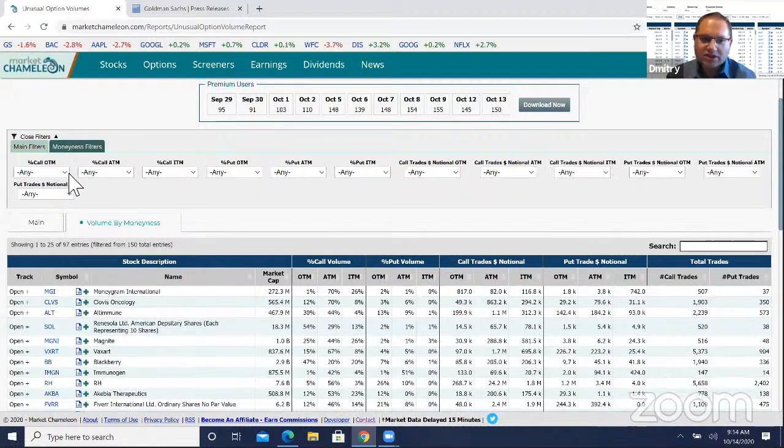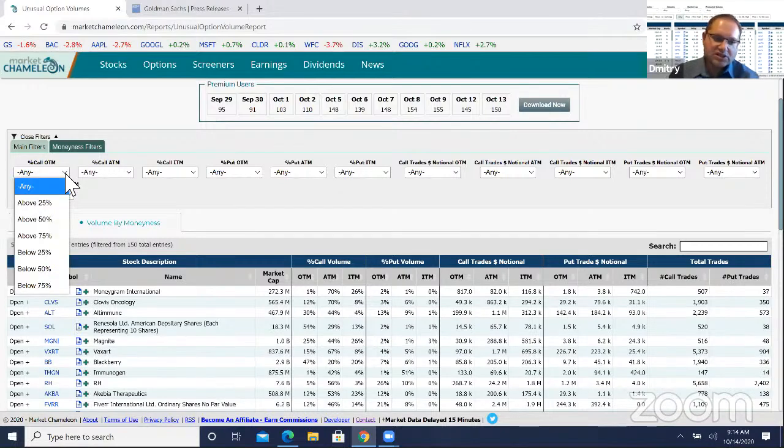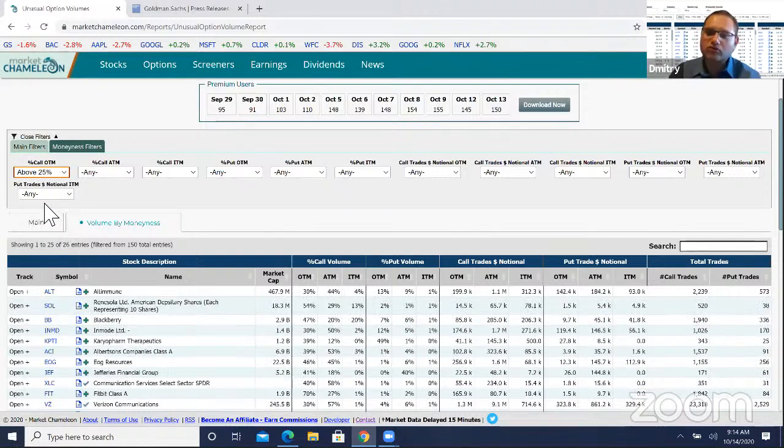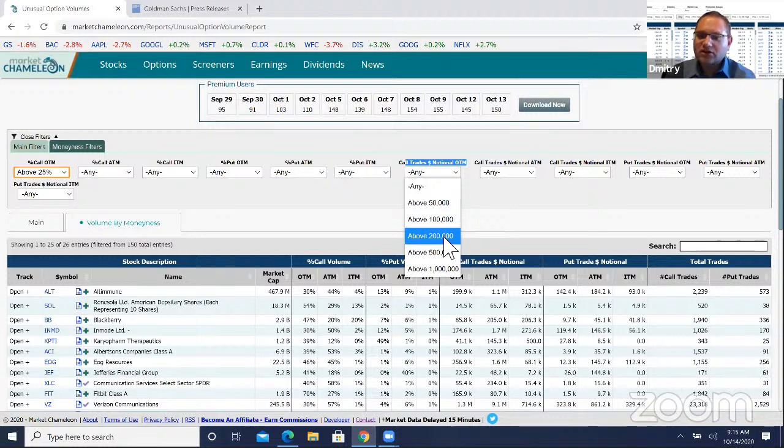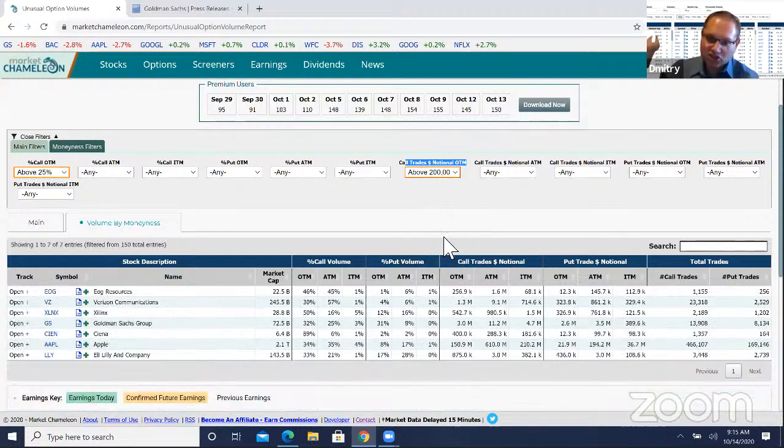We're going to start with the calls, out of the money calls, and we want to say, let's take a look at calls where out of the money calls represent at least 25% of the total volume traded. So I'm going to use this filter and say percentage of the out of the money calls represented at least 25% or more of all the option volume in that stock. And let's look for call out of the money notional, that in aggregate, they had to be at least $200,000 worth of calls traded in just out of the money.